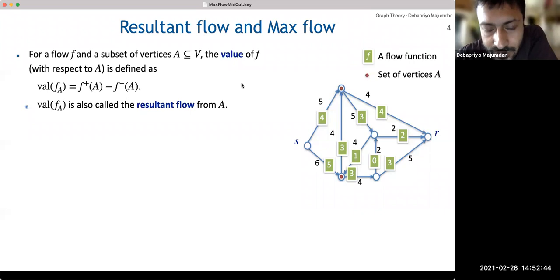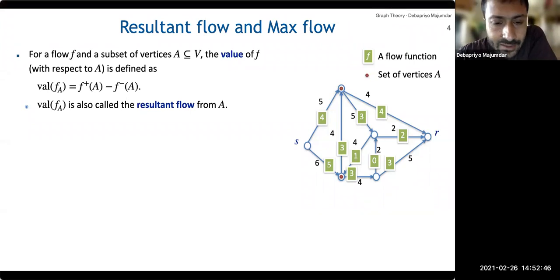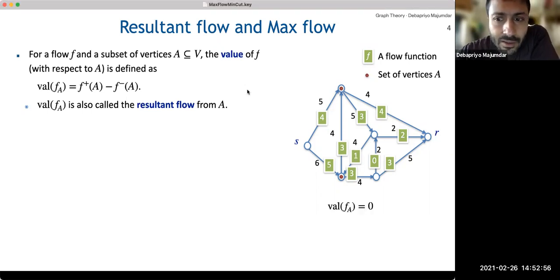Now obviously what it means is that, I mean, how much extra is getting out, right? So how much extra is getting out from A. So in this case, if this is our A, right? So these two, what is the value of f_A?